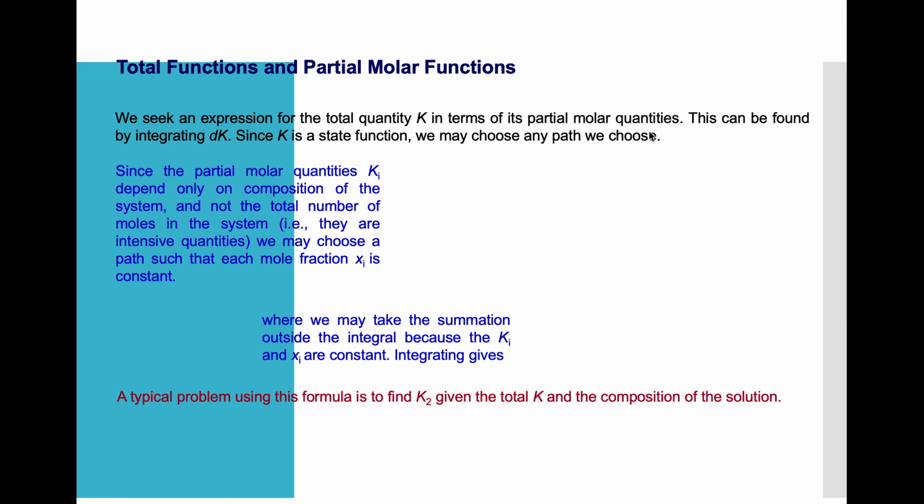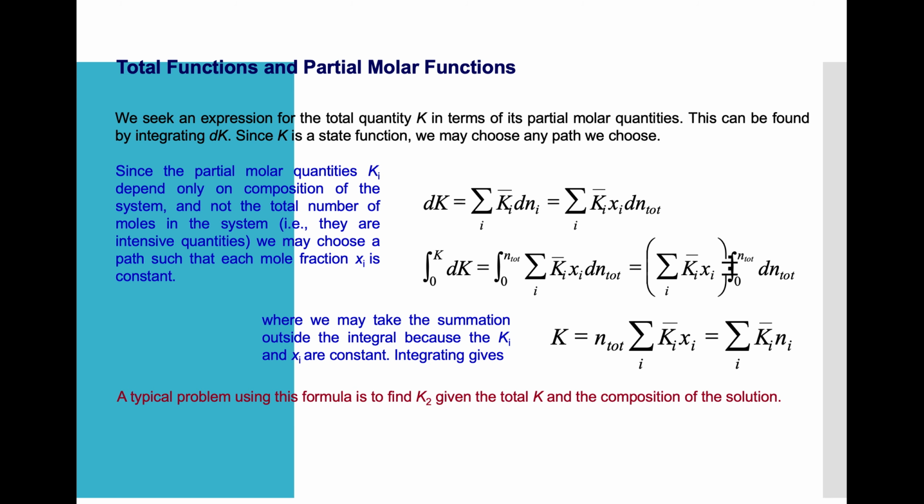Okay, the total function and partial molar function. We seek an expression for the total quantity K in terms of its partial molar quantities. This can be found by integrating dK, because since K is a state function, we may choose any path we choose. Since the partial molar quantities Ki depend only on the composition of the system and not the total number of moles in the system, they are intensive quantities. And we may choose a path such that each mole fraction xi is constant.